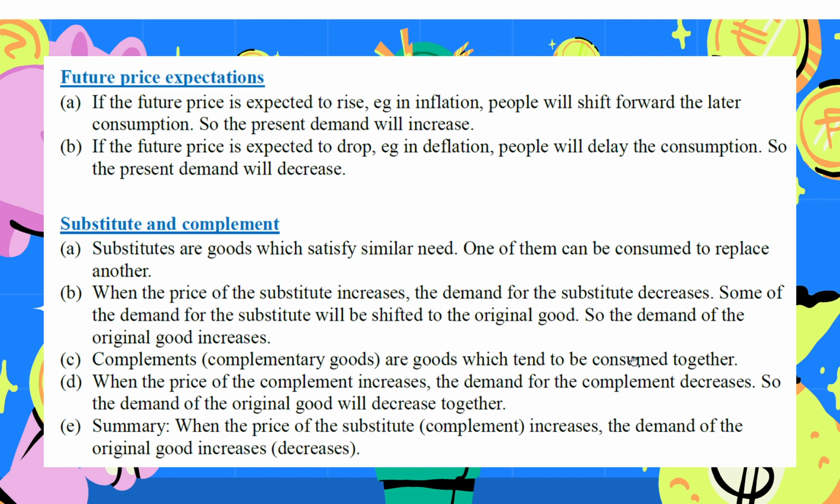So you can see when the substitute's price increases, the demand for the original good increases too, because of this substitution effect. On the contrary, complements are different. Complementary goods are goods which tend to be consumed together. For example, fish and chips in the UK. Fish fillet and chips are consumed together, we call them complements. When the price of fish fillet increases, the demand for fish fillets decreases, so the demand for chips decreases too, because they are purchased together. So summary: when the price of a substitute increases, the demand for the original good increases.